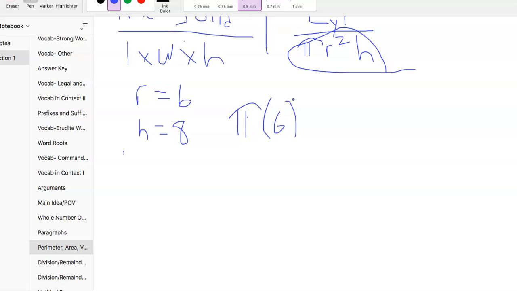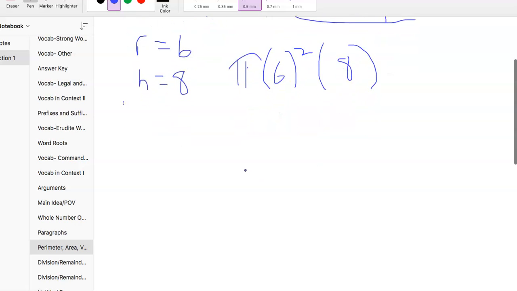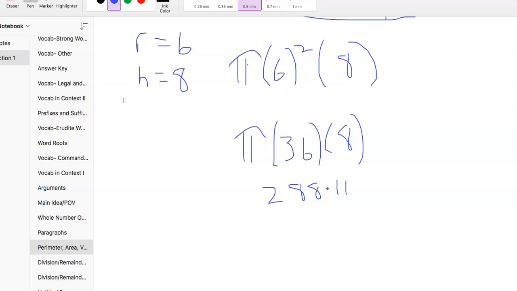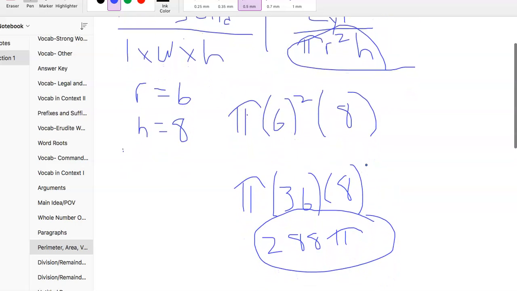6 squared times 8. Taking it down a step further, we have pi times 6 squared times 8. We want to know that 6 squared is 6 times 6. That's 36 times 8, and 36 times 8 is 288. And just throw a pi on there. There we go. So that's how we do that one. That's the volume of a cylinder.